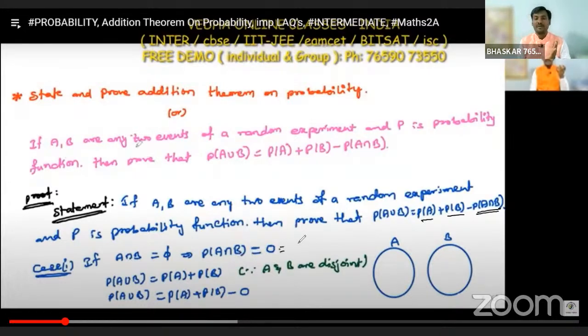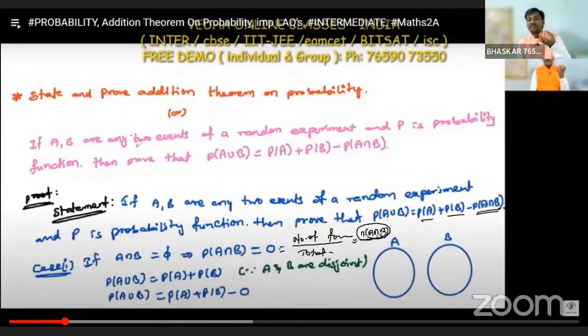Probability formula. What is the probability formula? Number of favorable events divided by total number of events. Favorable events is nothing but n of A intersection B, the number of elements present in A intersection B, divided by the total number of events. Whenever we take the number of events, we count the common elements.